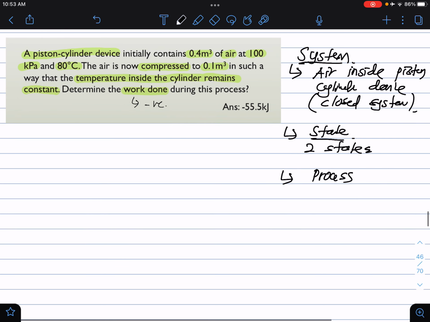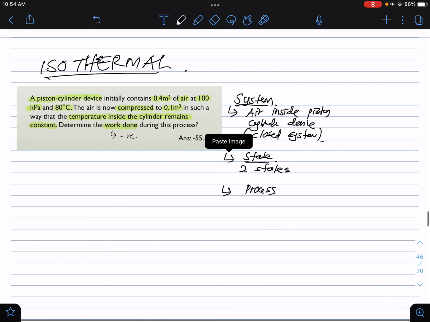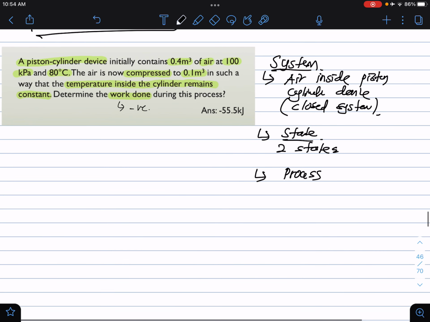And then the two states will be linked with a process. So what is the process? The process is isothermal, since it mentioned constant temperature, but it must be paired with another typical process, which is compression. So it mentioned compress.